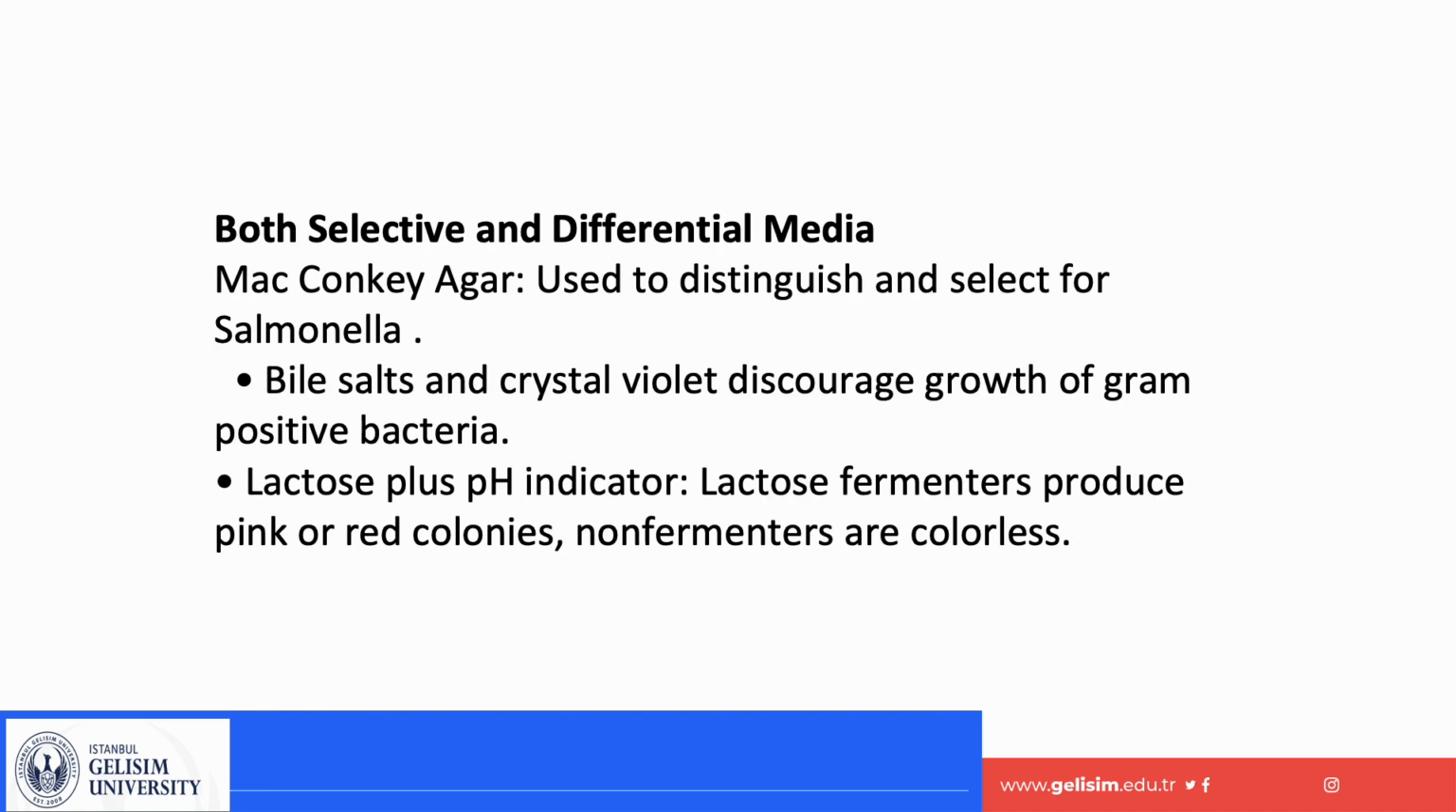MacConkey agar is a type of selective and differential media used to isolate and differentiate gram-negative bacteria, especially Salmonella. The selective properties are due to the presence of bile salts and crystal violet, which inhibit the growth of gram-positive bacteria. The differential properties are due to the inclusion of lactose and a pH indicator in the medium.